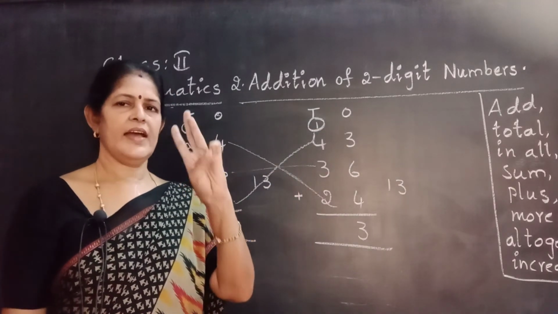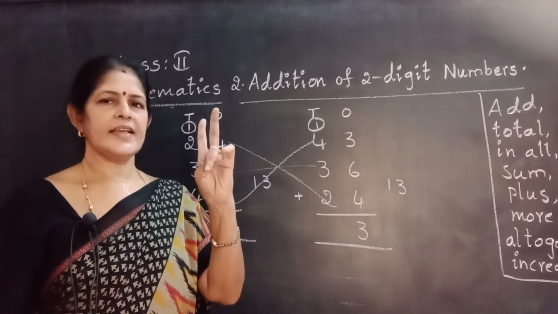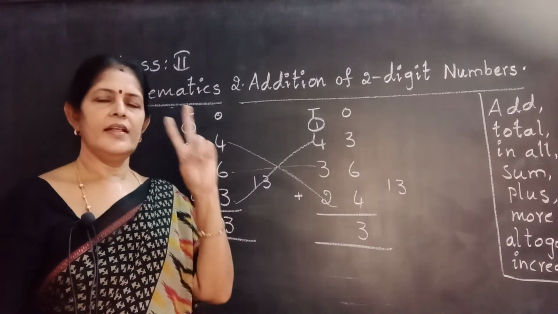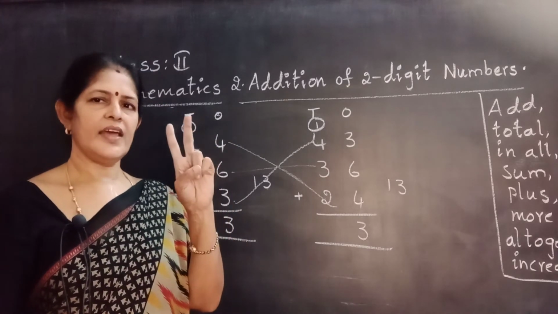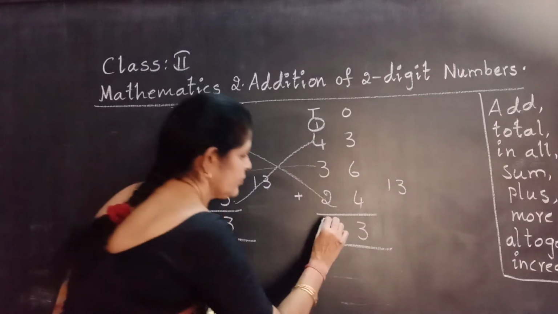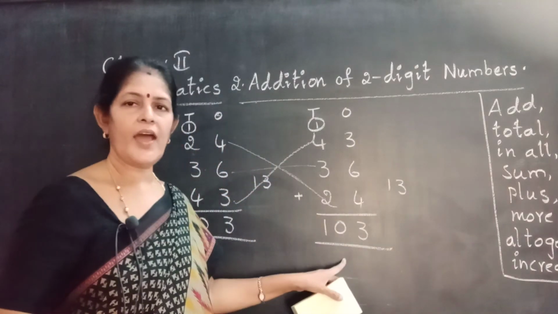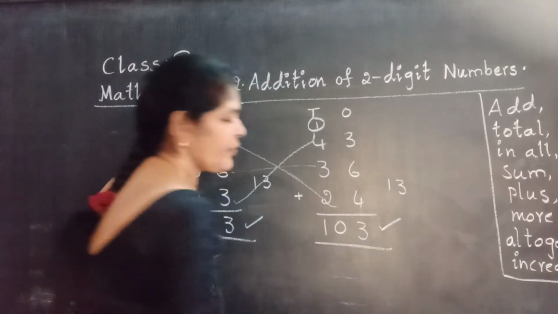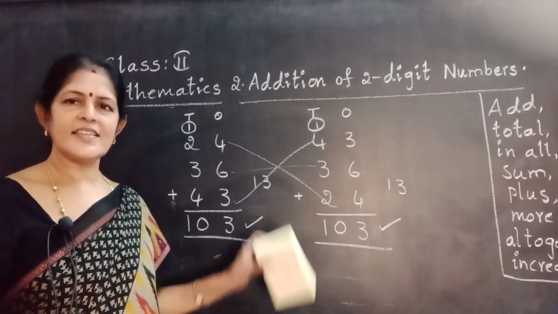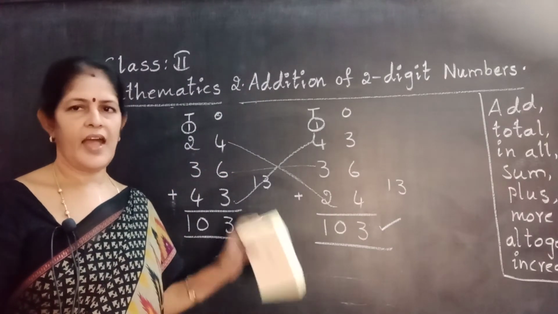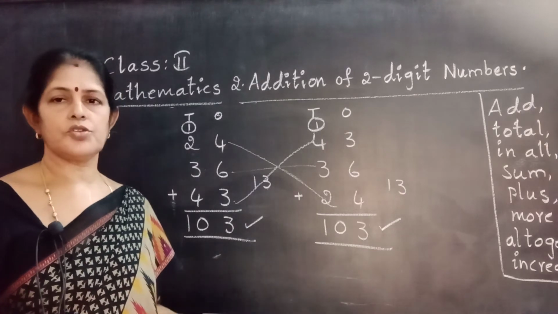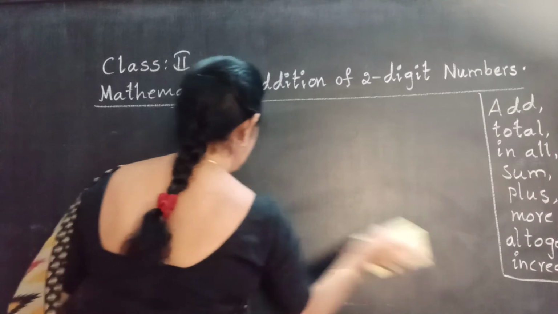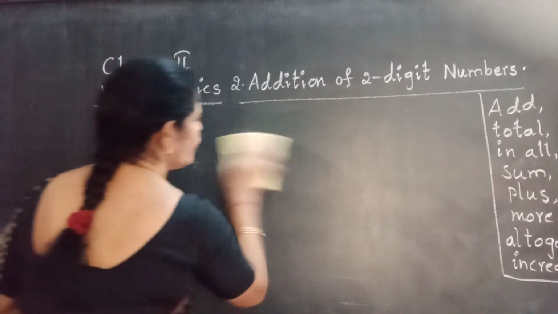Take 3 fingers, 5 after 6, 7, 8. 8 plus 2, 8 in the mind. Take 2 fingers, 8 after 9, 10. What is the total? 103. Here also 103. Our process is correct. This is called verifying addition. Next one goes to word problems. We write the answer using words.